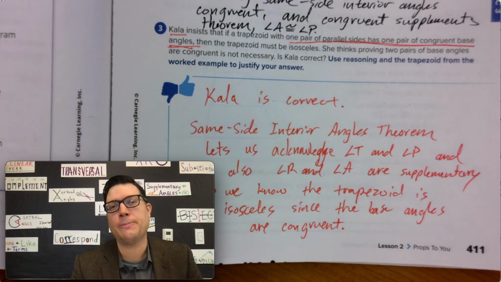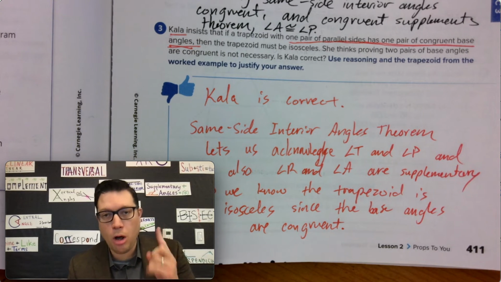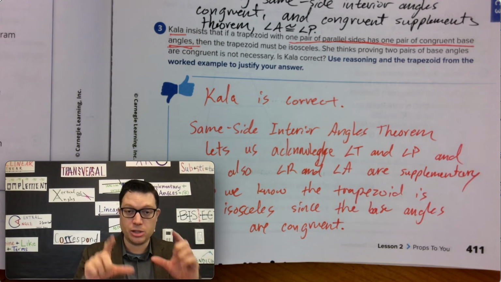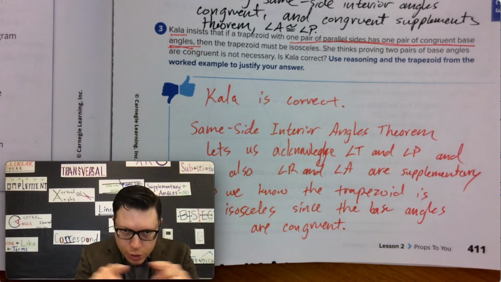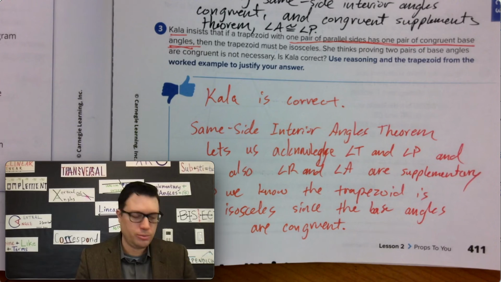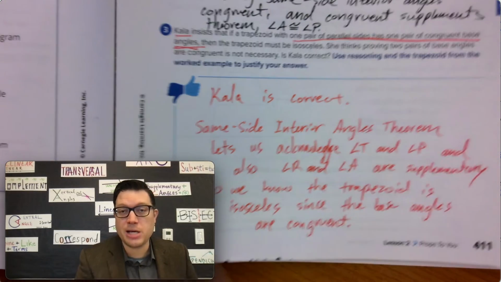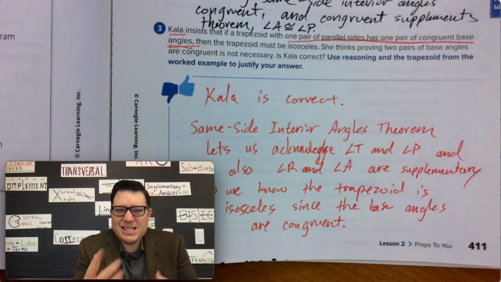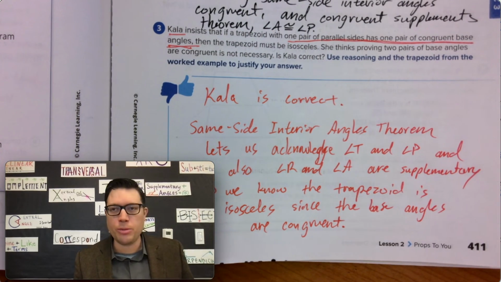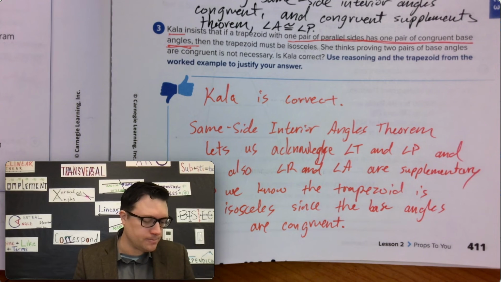So we know the trapezoid is isosceles, and all of the base angles, like the two bottom ones and their matching top ones, must be congruent to each other, really with the same side interior angles theorem. Oh, and also this one, the congruent supplements theorem. You don't need to prove it anymore. You get it with part of the work that you did.